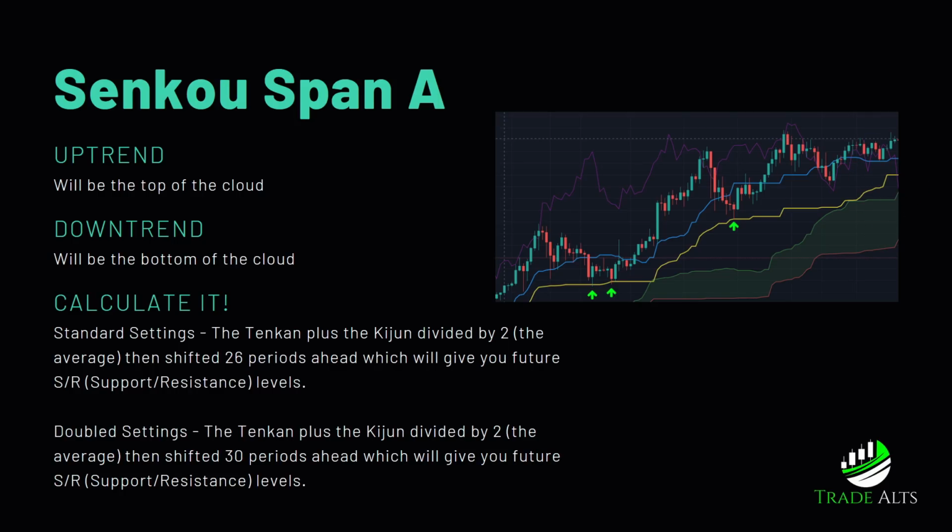So for the double settings, same thing. The Tenkan plus the Kijun divided by 2, so you get the average of that. But that's shifted 30 periods ahead, which will give you future support and resistance levels as well.